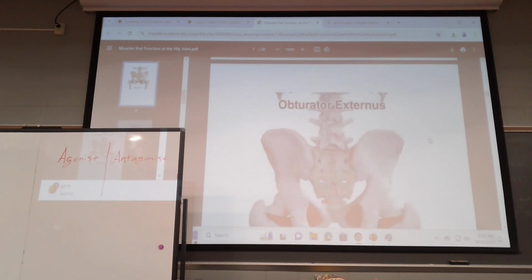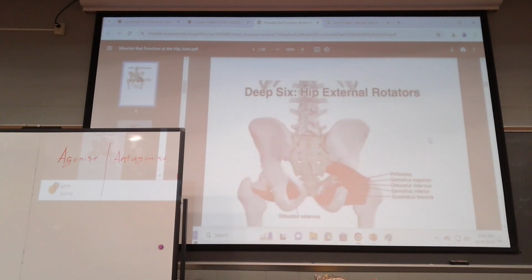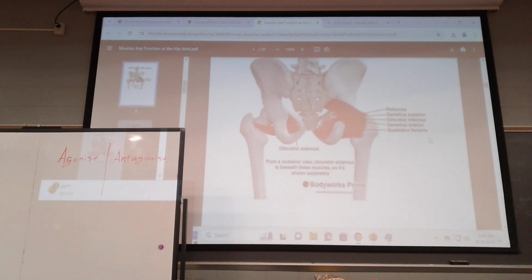So in other words, when you look at them separately, it doesn't look like much, but that's why I gave you this whole encompassing picture, just to show you when they're all together, you're literally covering that femoral head, kind of like the hip's rotator cuff.